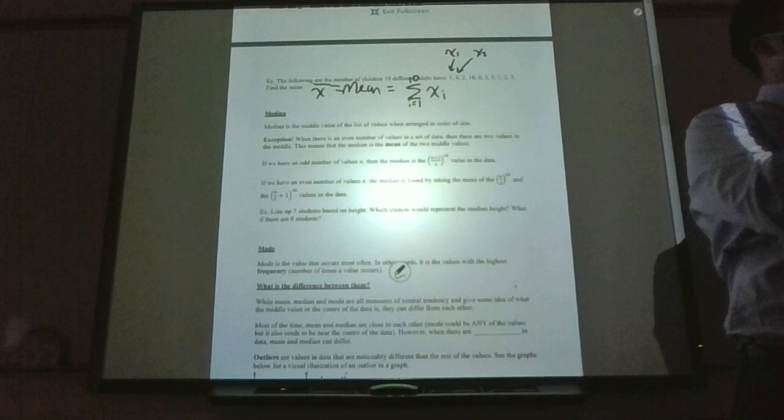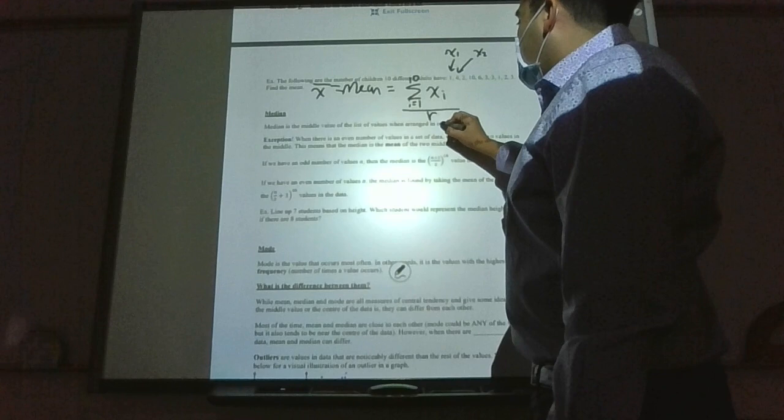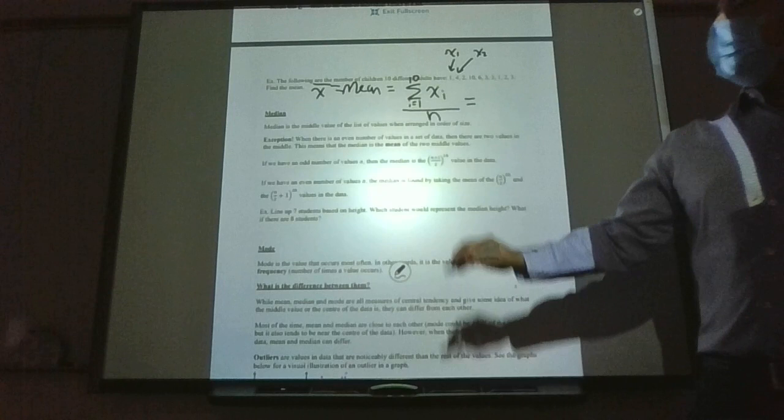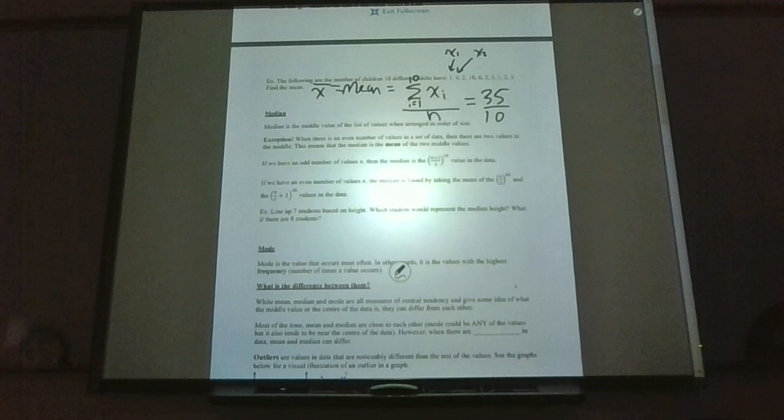And then I'm simply dividing by how many pieces of data I have. So I already know, Sophie told me in the first part, that if I take x1, x2, x3, x4, x5, x6, all the way up to x10, I end up getting 35. And I know I have 10 pieces of data, and so that's our n, and that gives us 3.5.